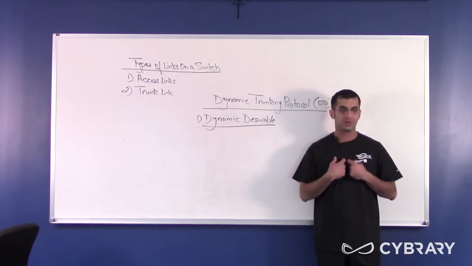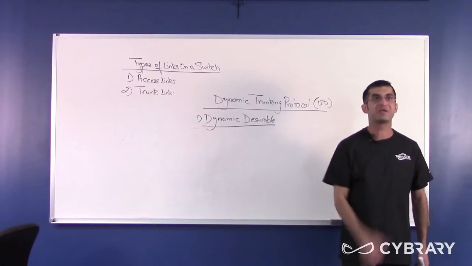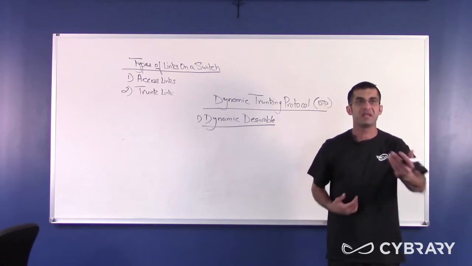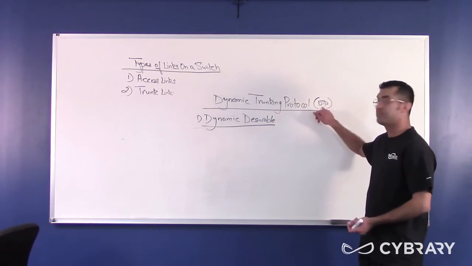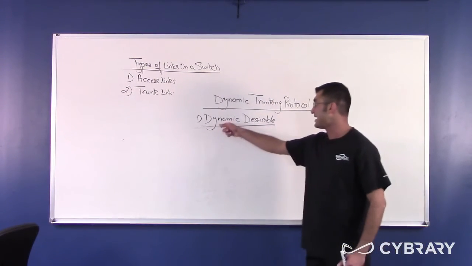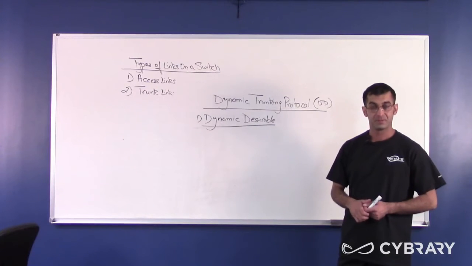Basically, the port on the local side and the port on the remote side are trying their best to bring up the trunk. So they are negotiating with each other, talking DTP with each other, trying to bring up a trunk when it's in Dynamic Desirable mode.